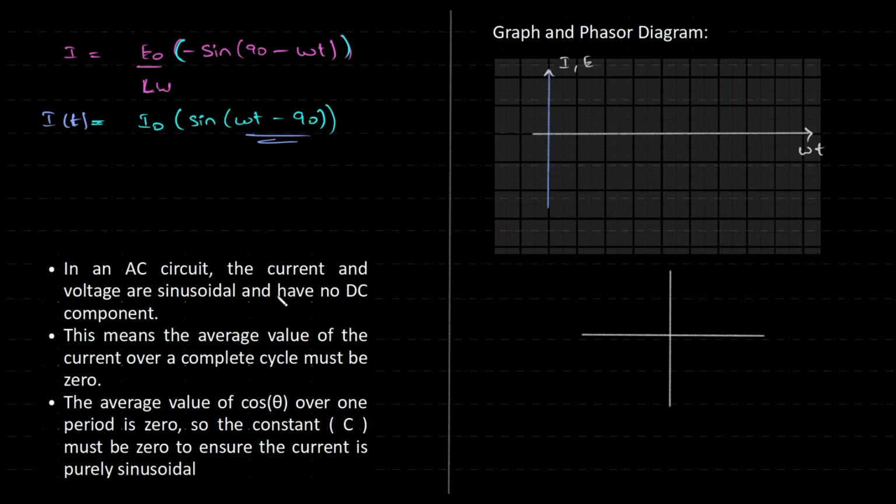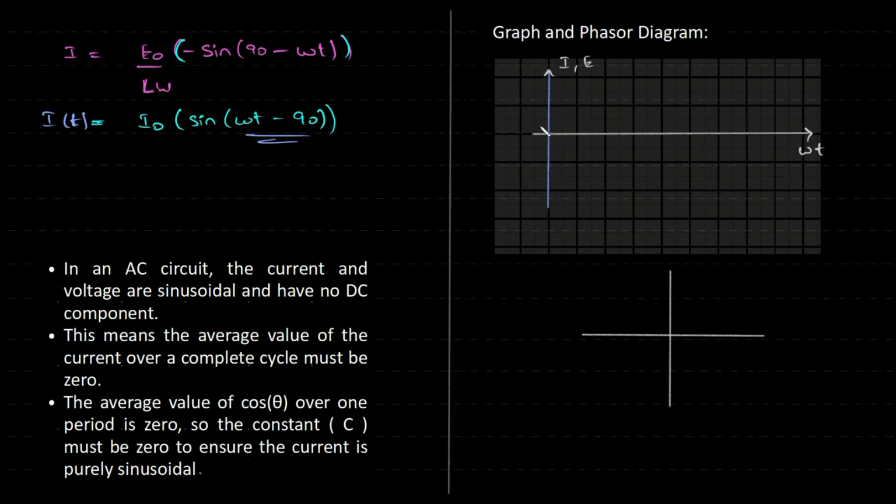So I have written a text over here regarding why the constant is 0. This you guys have to write in exam. In an AC circuit, the current and the voltage are sinusoidal and have no DC component. This means that the average value of the current over a complete cycle must be 0. The average value of cos theta over one period is 0. So the constant must be 0 to ensure that the current is purely sinusoidal. It's a sine wave, so it has to be 0.